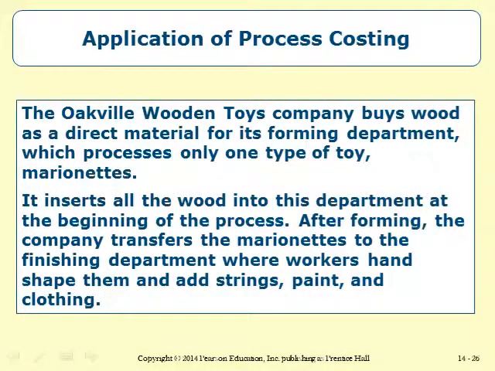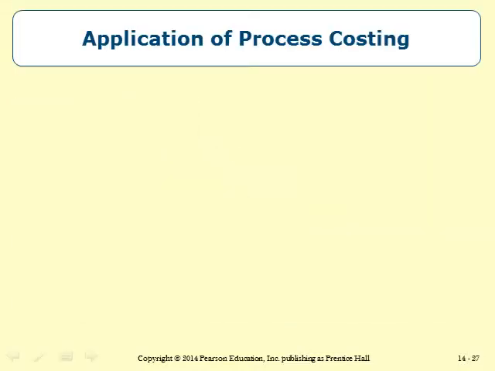And so let's just set the stage for the application of process costing examples similar to what we did with the job order costing. So this toy company buys wood as a direct material for its forming department, which processes only one type of toy, marionettes. It inserts all the wood into this department at the beginning of the process, and then after forming, the company transfers the marionettes to the finishing department where workers hand shape them and add strings, paint, and clothing. So that's the product that we're looking at costing using a process costing approach.